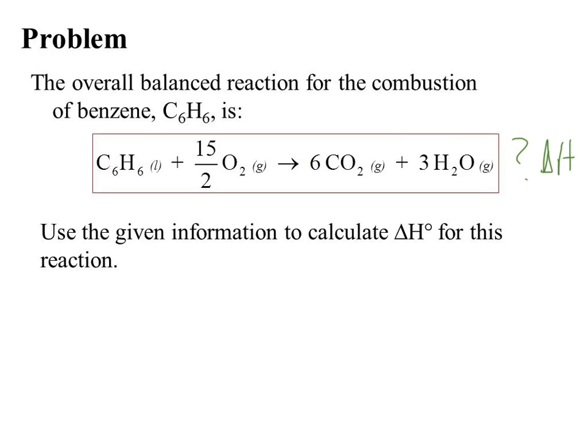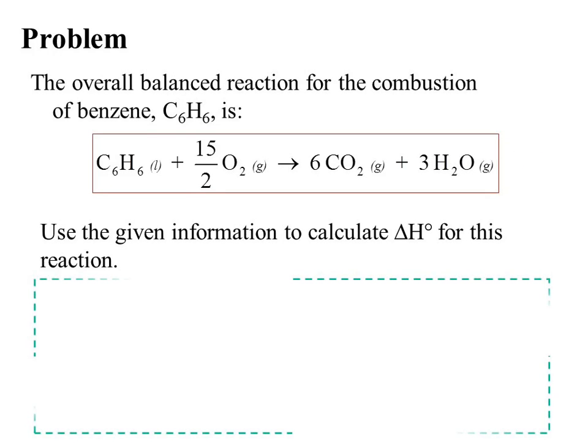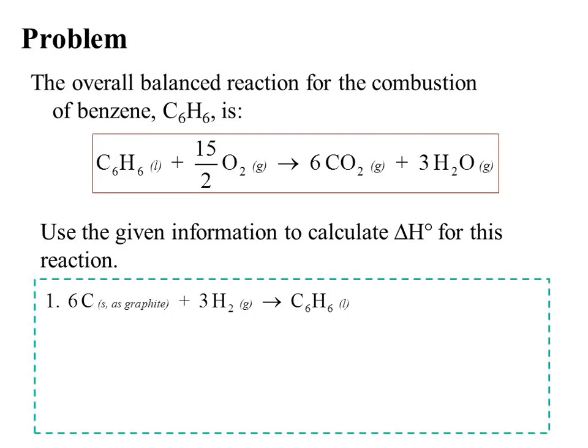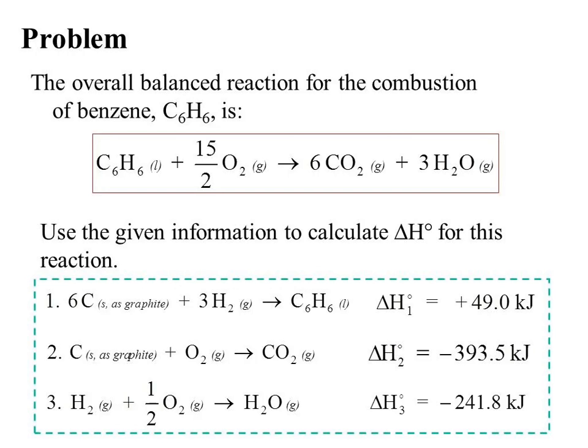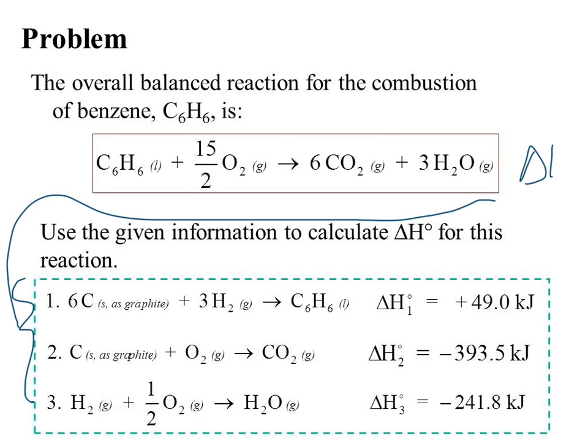But somebody told you this is a Hess's law problem, and they said, yeah, that's fine, these are your three equations for which you do know the enthalpies of reaction. So we have the big one, the combustion of benzene, and then we have those three little ones. Those are what I call the puzzle pieces. We are going to use these equations to ultimately come up with this delta H question mark.